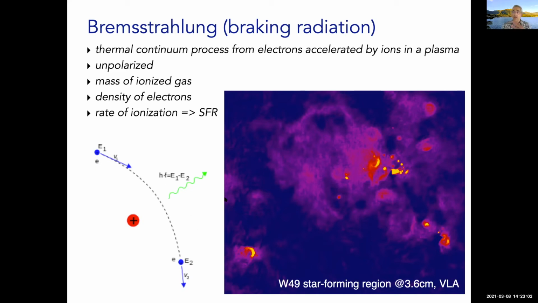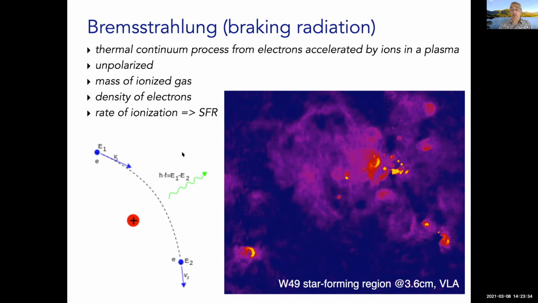In this case, because it's a thermal process and it's a chaotic plasma, there is no preferred direction, there is no polarization to the light. On the other hand, the amount of emission that you see from Bremsstrahlung directly relates to the number of encounters between the electrons and the positively charged particles. And so you can get a mass of the ionized gas. And again, it also relates to the density because it again relates to encounters between particles.